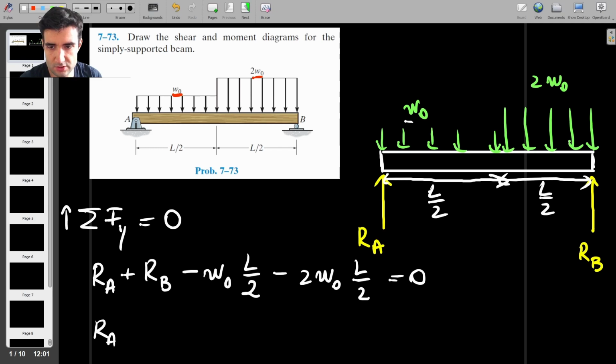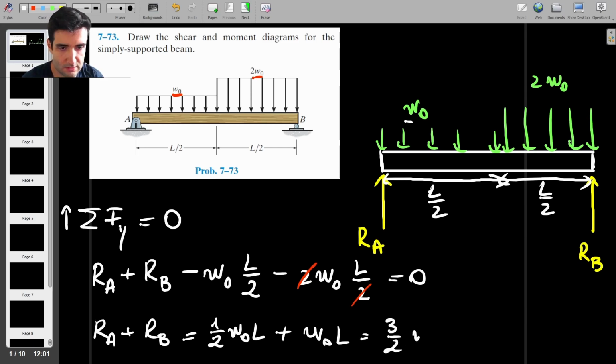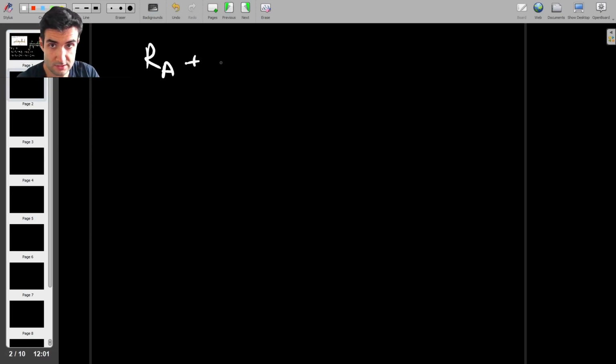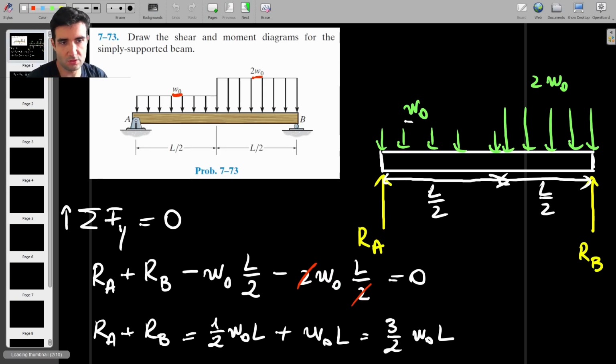Then I'm going to rearrange and say that RA plus RB equals 1/2 W naught L, and then you can see that the 2's cancel. So this is going to be just plus W naught L, so 1/2 plus 1, that's going to be 3/2 W naught times L. So the first equation that we have, which is not enough, is RA plus RB is equal to 3 over 2 W naught L.